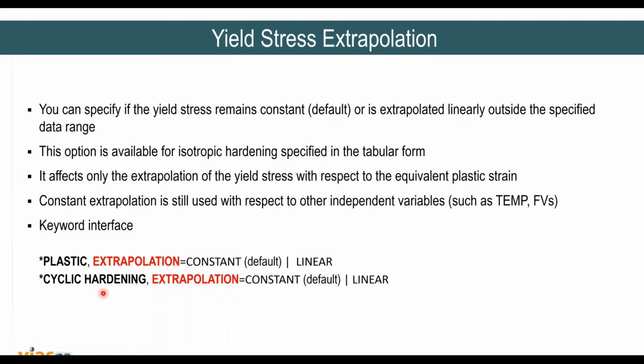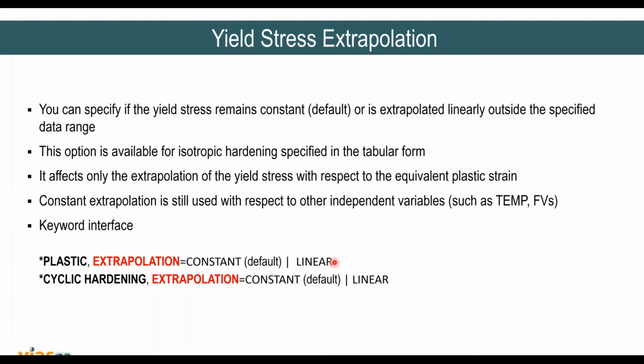Okay, so now with this new option, you have an additional way of handling it. You can specify this yield stress to extrapolate linearly. It affects only the extrapolation of yield stress with respect to the equivalent plastic strain. Constant extrapolation is still used with respect to other independent variables. So here, if you look at the keyword, what you see is *Plastic Extrapolation. The constant is still the default, but the new option is linear.